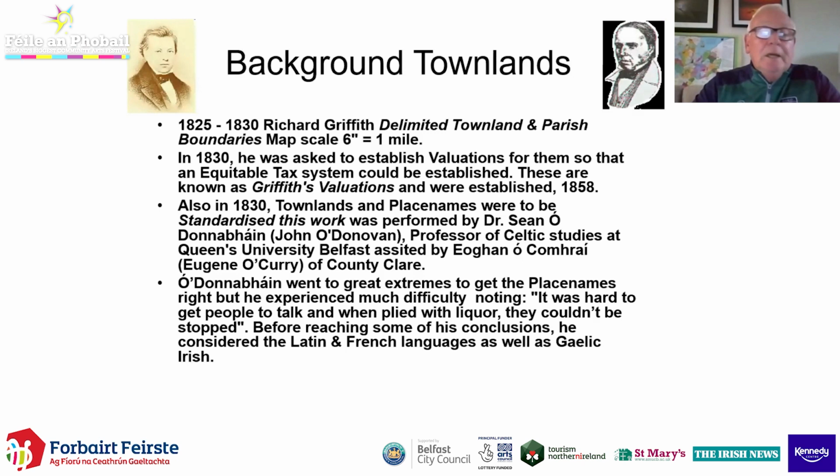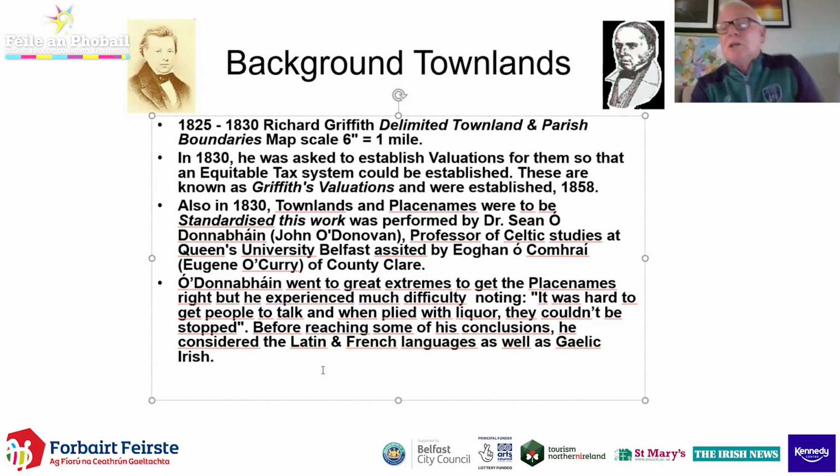And these are the two guys that carried out the translation of all the townlands. So between 1825 and 1830, we get Richard Griffith's delimitation of townlands and parish boundaries according to the map. And then in 1830, they established valuations so as to bring in an equal tax system, which is what they said. Basically, what they meant was they wanted to tax everybody. And so you get a series of documents which are known as Griffith's valuations, and they're useful for anybody looking up family names.